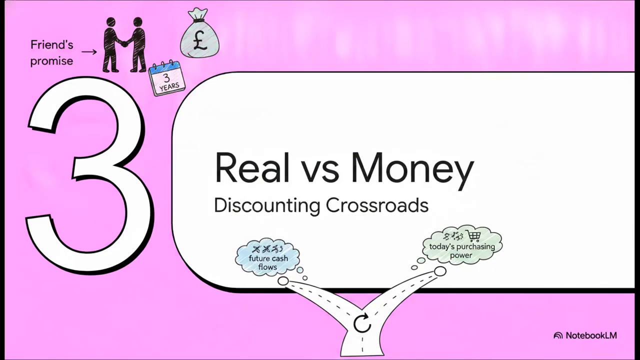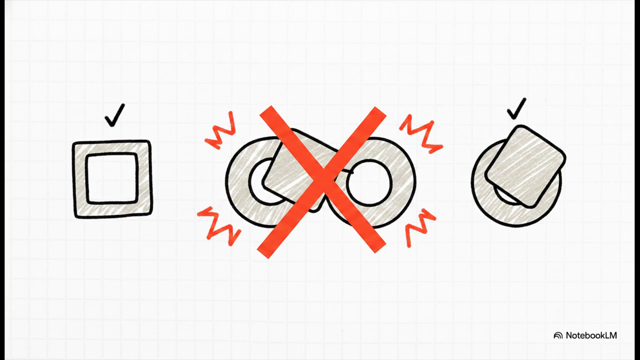Section 3, the discounting crossroads. Let's talk real versus money discounting. Imagine a friend promises to pay you £1,000 in 3 years' time. How do we figure out what that's worth in today's purchasing power? We arrive at a sort of discounting crossroads where two totally distinct paths actually lead to the exact same destination.